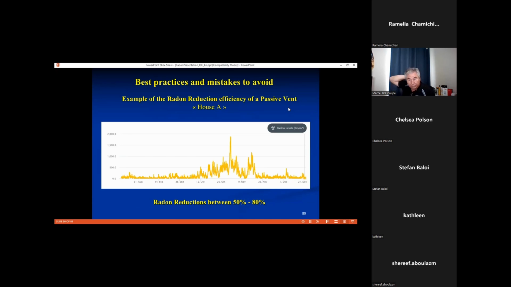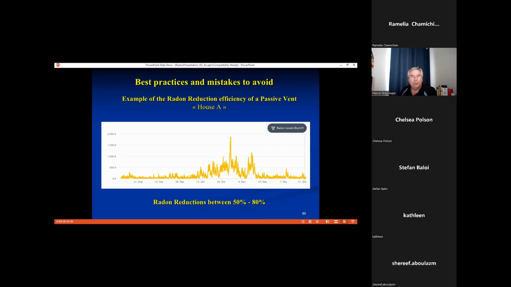Here's an example of the efficiency in terms of radon reduction for a passive vent. Remember, a passive vent is simply a pipe going all the way up to the roof from the concrete floor. Here we installed a valve at the bottom of the pipe, close to the concrete floor. For 1 month, we left the valve open. So this is the reduction we were getting. Your pipe was actually working.